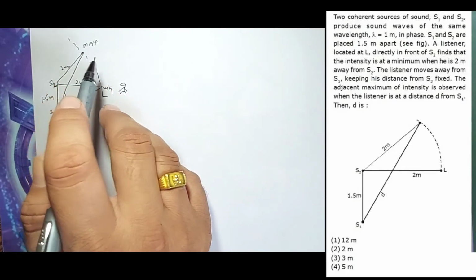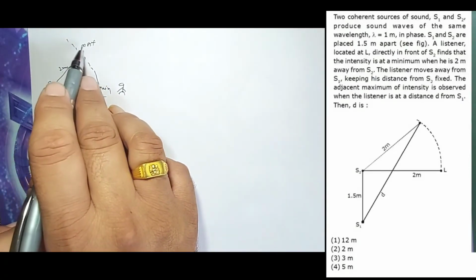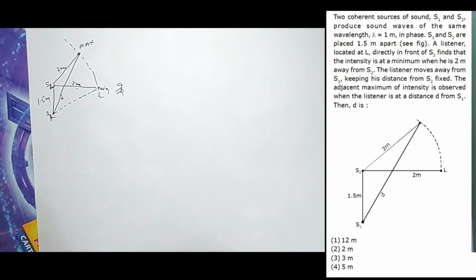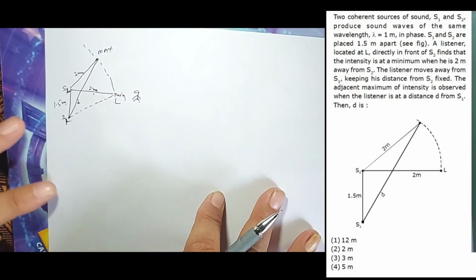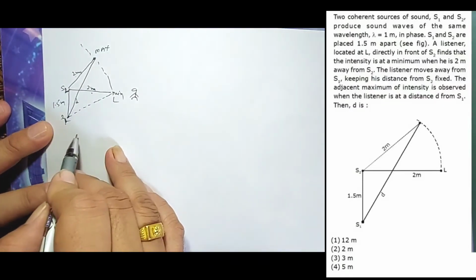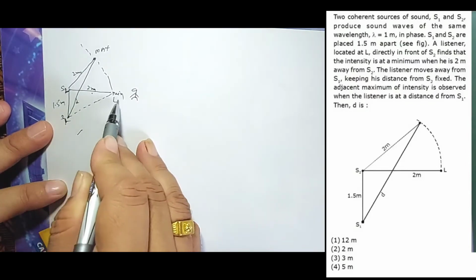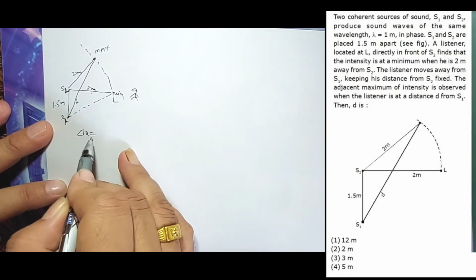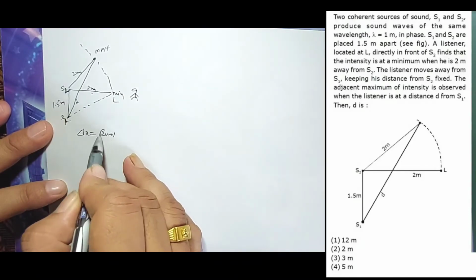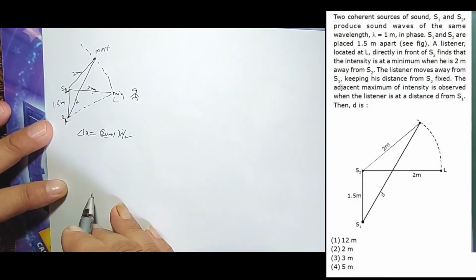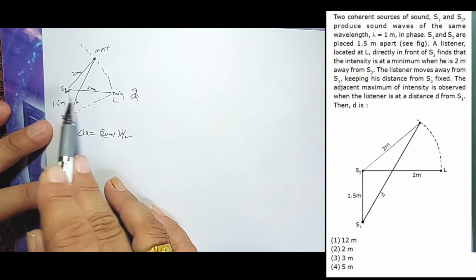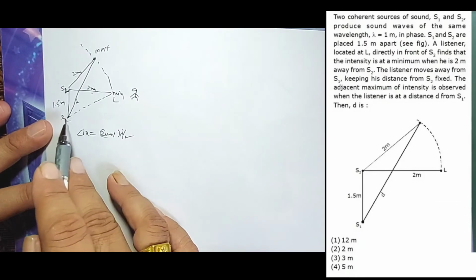So, now the distance of this listener when he reaches this point from S1, how much is it? That we are going to find out. When the listener is at position L, he listens to minimum sound. What is the condition for minimum sound? Delta x is equal to (2n plus 1) into lambda by 2. What is the path difference between the waves coming from S2 and S1?